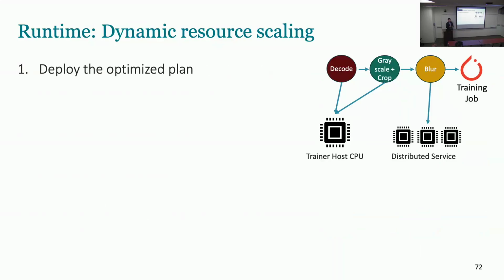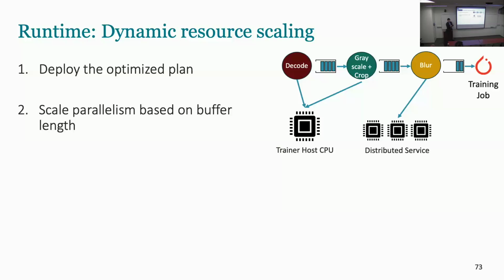And now during runtime, when the training job starts, we'll begin by deploying this plan. And the goal of our runtime is to really right-size the parallelism of resources that we allocate to meet the demands of your training job. And we do this by effectively using back pressure, but what that means is we'll insert these buffers throughout this entire execution plan, and we'll scale parallelism based on the length of those buffers. So if there's very high bandwidth demands, we'll see short buffers, and we'll scale up resources allocated to processing. If we have low bandwidth demands, these buffers will fill up really quickly, and we'll see large buffers, so we'll scale down the amount of resources that we allocate.